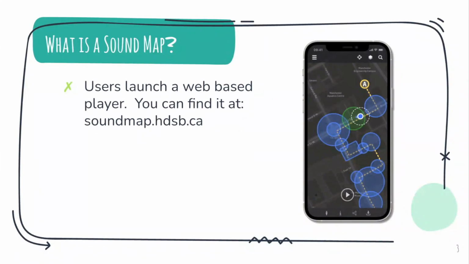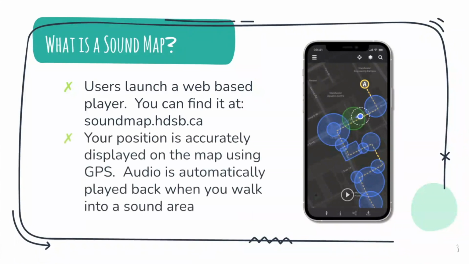Imagine stories being told about invented play at the local playground, or sharing the story of a less known local historical figure in the location where they lived or worked. As a listener, you go to the provided URL, and your GPS location on your phone will trigger the audio to play when you're in the right sound zone on the map.